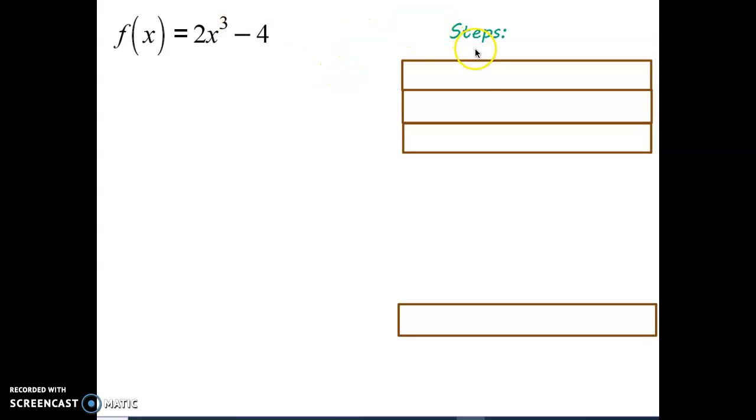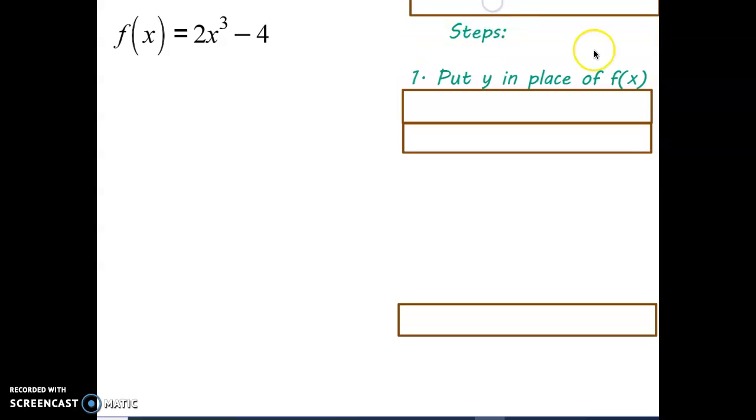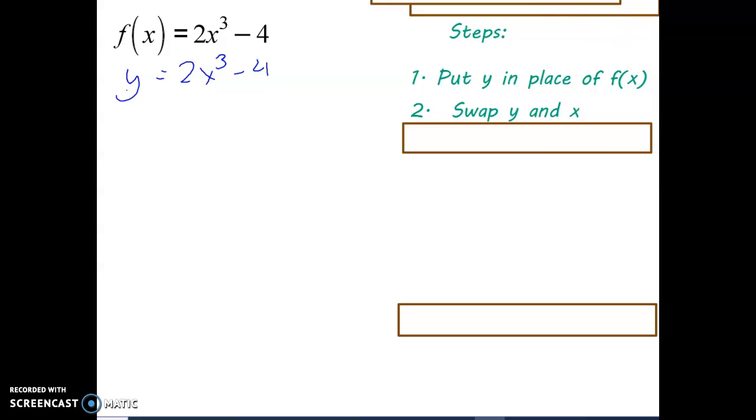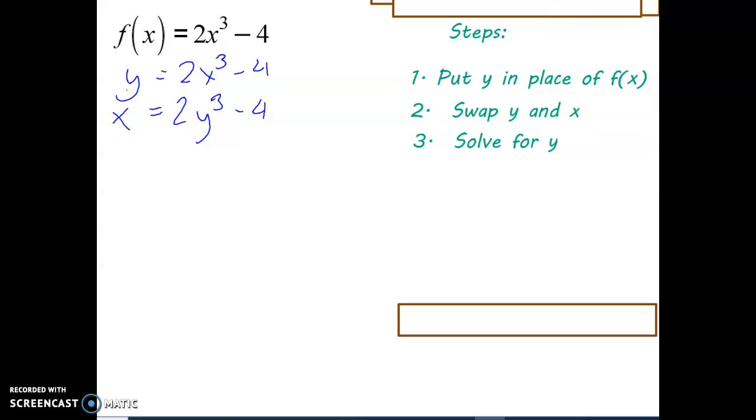Okay, so look back in your notes from last time. Remember step one? Step one was to put y in place of f of x. So let's start off with that. Change that to a y, leave everything else the same. All right, and then step two. Step two is to swap your x and your y. So I'm going to swap my y for an x and my x for a y. All right, and then step three. Step three is to solve for y.